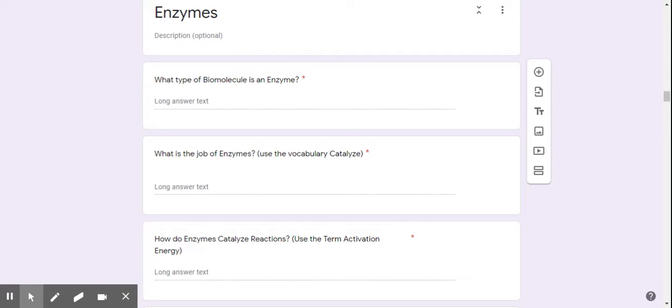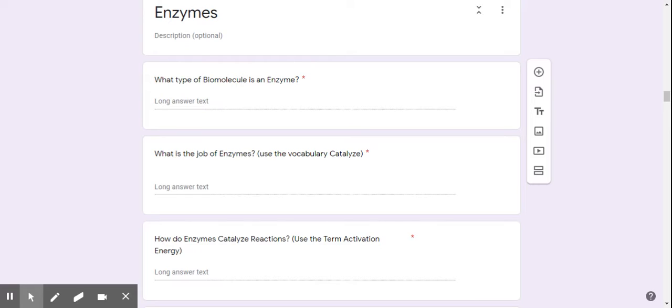How do enzymes catalyze reactions? Use the term activation energy. Enzymes are able to catalyze reactions by lowering the activation energy. And if we don't remember, let's make sure we get this down right now. Activation energy means the amount of energy you need to start a reaction. So they lower the amount of energy you need to start a reaction.